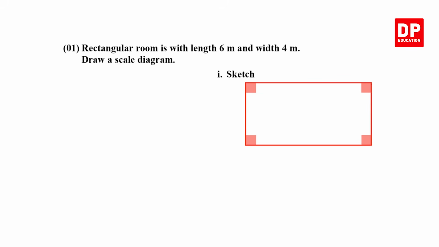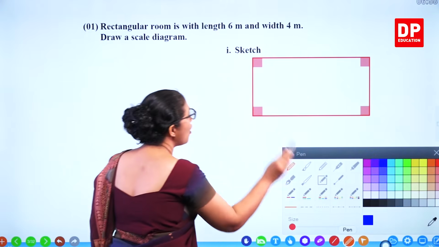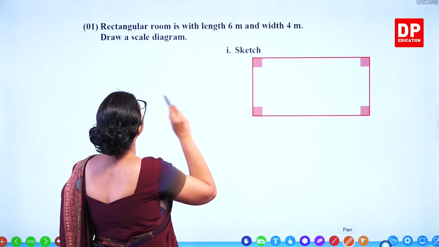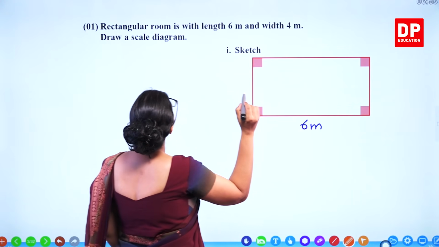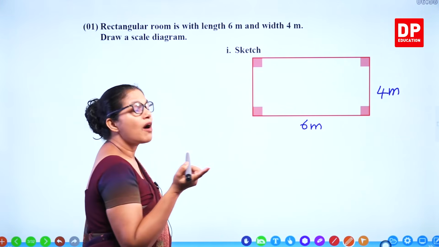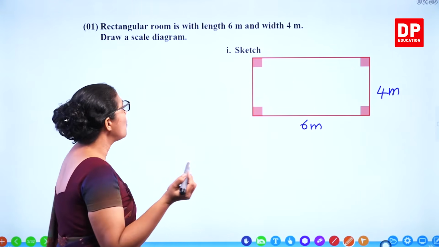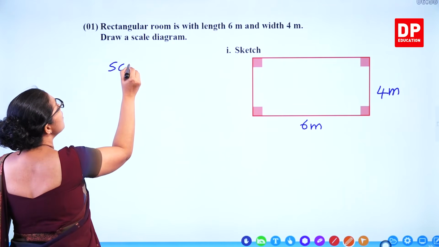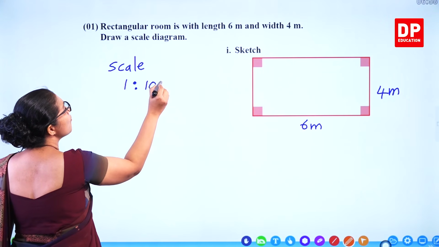Look at this one. A rectangular room is with length 6 meters and width 4 meters. Draw a scale diagram. So what do we do? We have to first think about the actual diagram. So the sketch is, this is 6 meters long and 4 meters width. So you can't draw this on a piece of paper. So we have to first take a scale. So we'll take the scale 1 to 100. What does it mean?